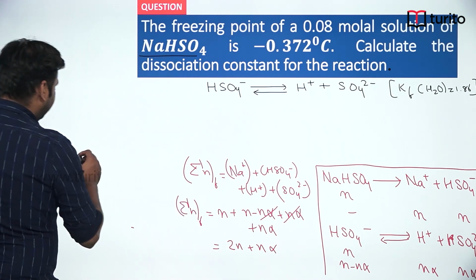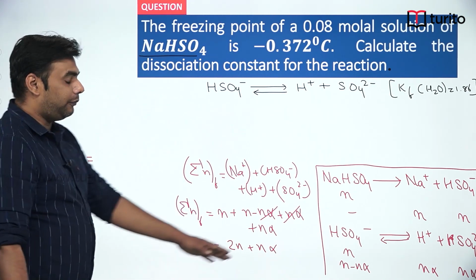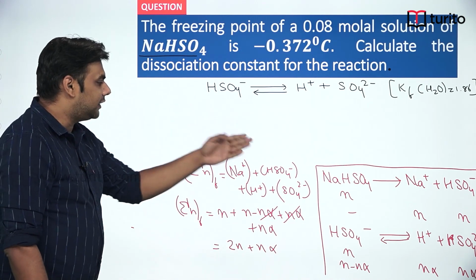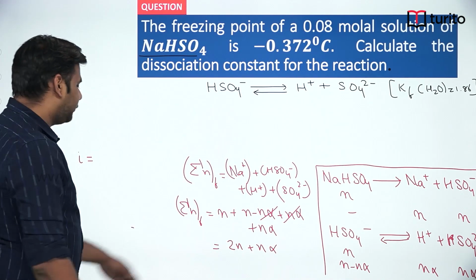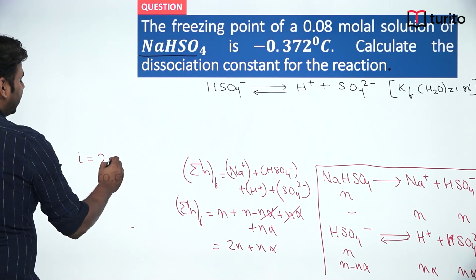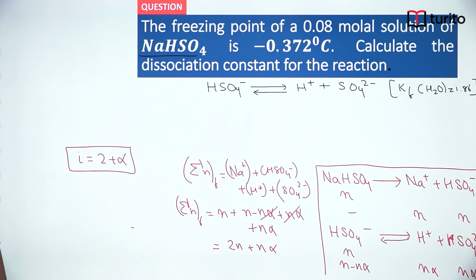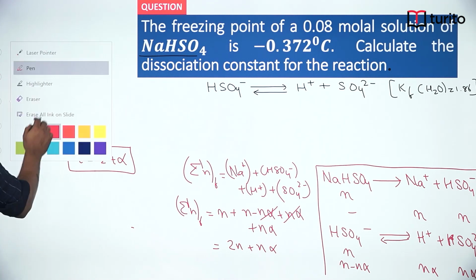So the Van't Hoff factor, we know, would be the total number of particles finally divided by the initial number of particles. The initial number of particles was n, so n would get cancelled out, giving 2 plus alpha. So the Van't Hoff factor of this would be 2 plus alpha. Hope this is clear to you.